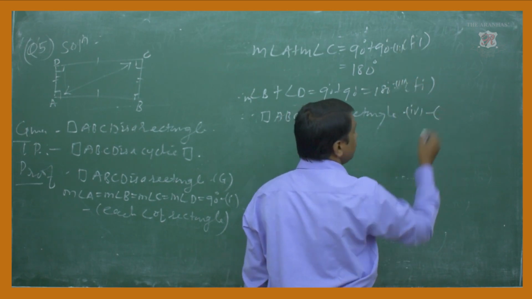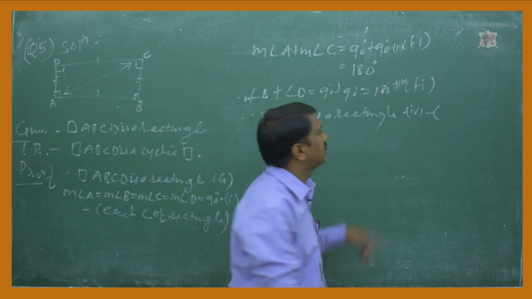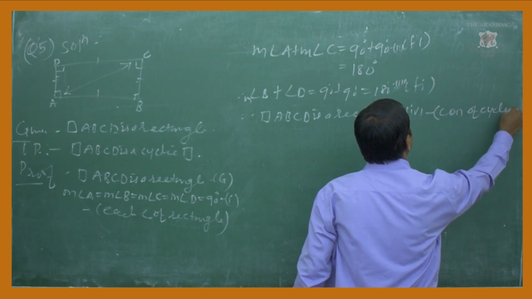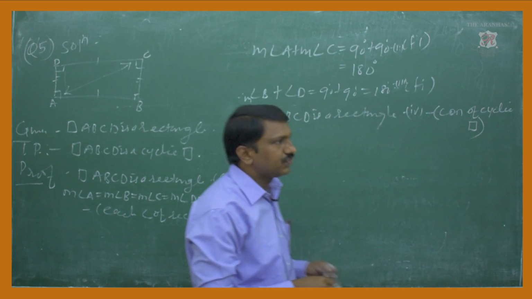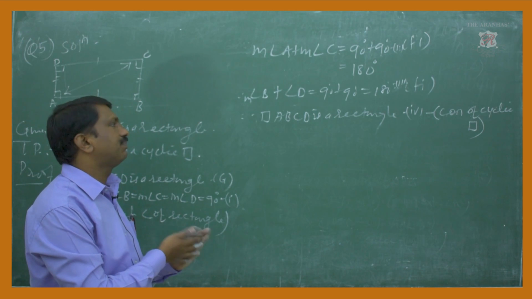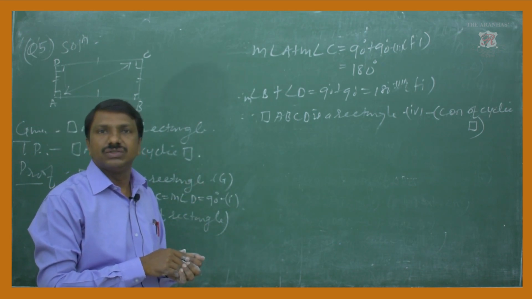The reason: total here is 2 marks, so half a mark is pending for this reason. It is the converse of the cyclic quadrilateral property. We just discussed that if you have a quadrilateral, and in this quadrilateral the opposite pairs are supplementary, then that quadrilateral is known as a cyclic quadrilateral.